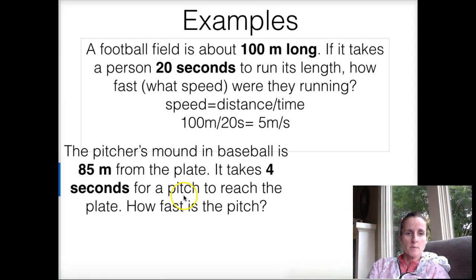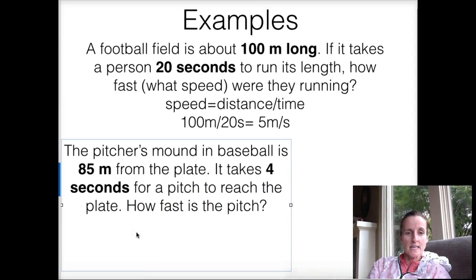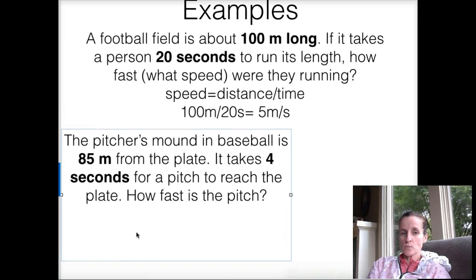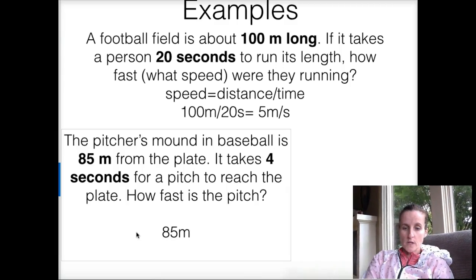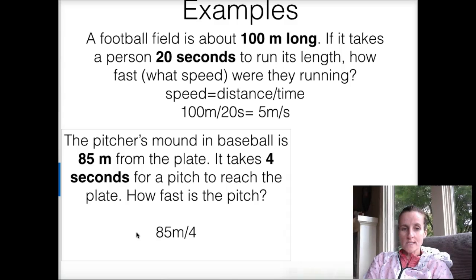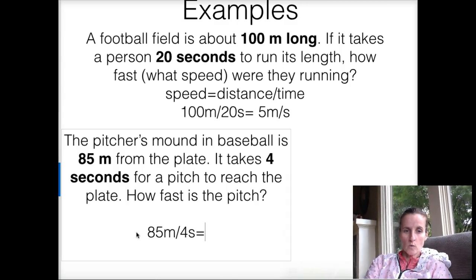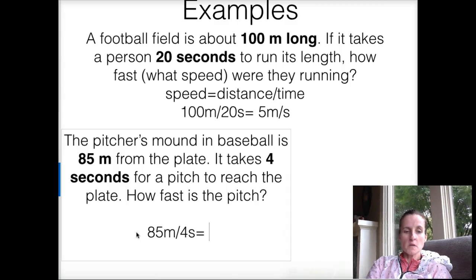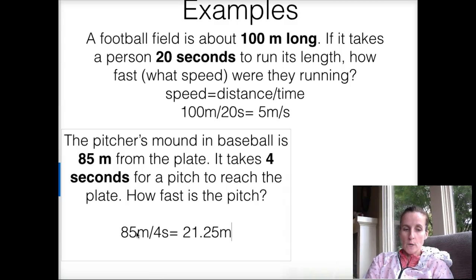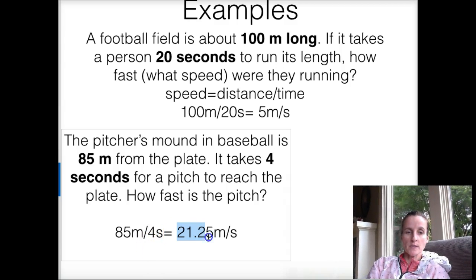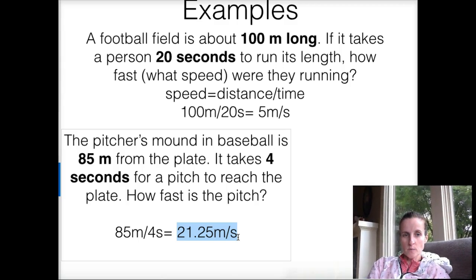Okay, pitcher's mound. The pitcher's mound in baseball is about 85 meters from the plate. It takes 4 seconds for a pitch to reach the plate. How fast was the pitch moving? So 85 meters divided by 4 seconds equals about 21.25 meters per second. Okay, so that pitch was covering 21 meters for every second that it was moving.